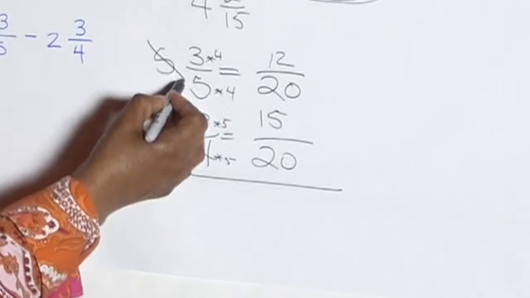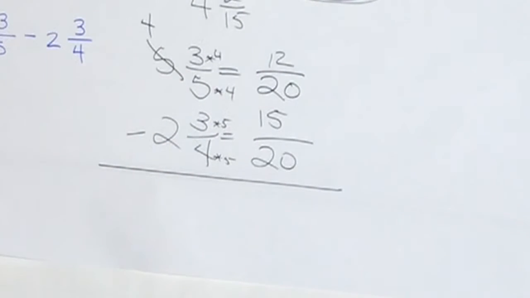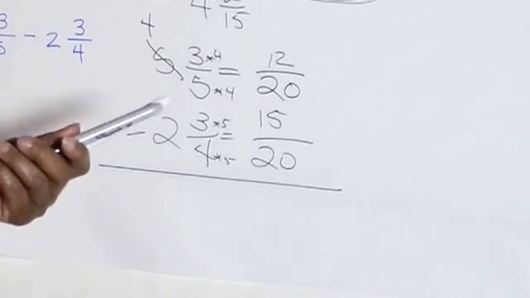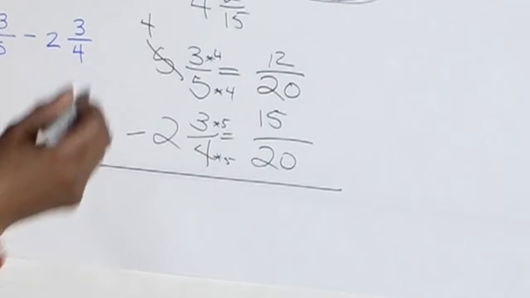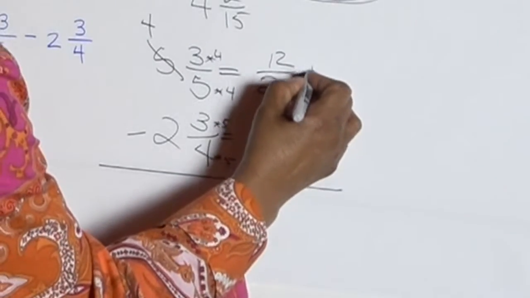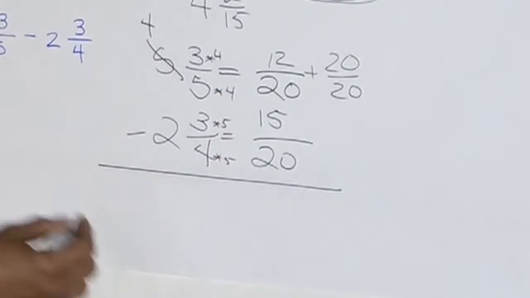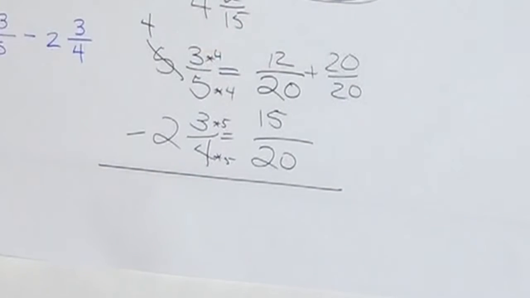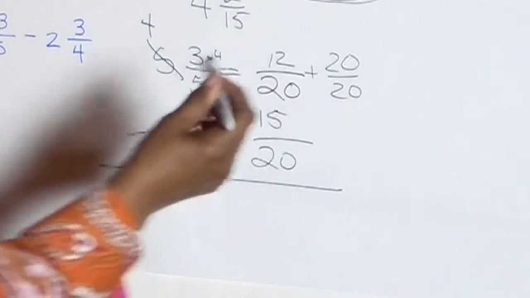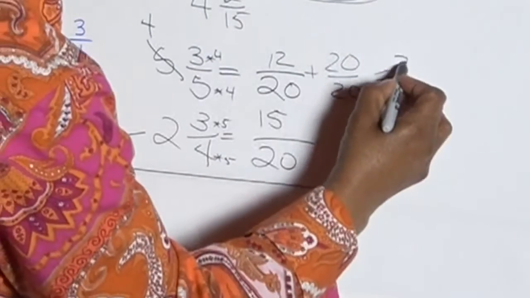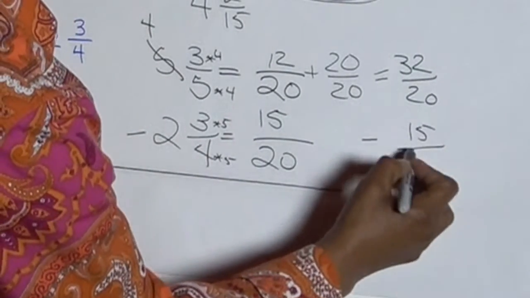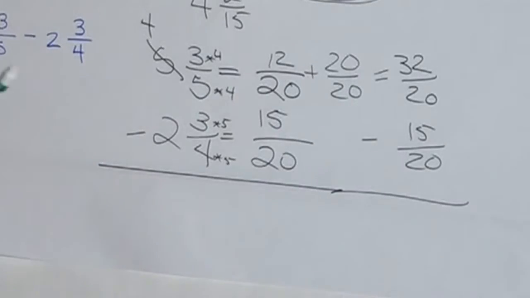So if I borrow 1 whole, and I only have 4 there, 1 whole is the same as what? Well, since I'm working with denominator of 20, why would I want to change that? So that's like saying I have plus 20 20ths, right? Look, I took 1 whole from there, and I want to give it to this fraction, 20 20ths. So now my new fraction is 32 20ths minus 15 20ths. Now I can do it.